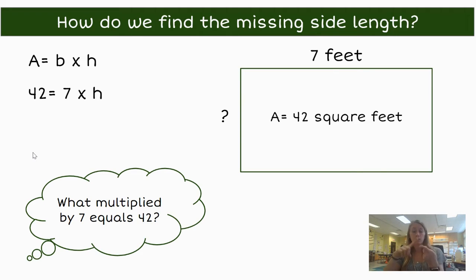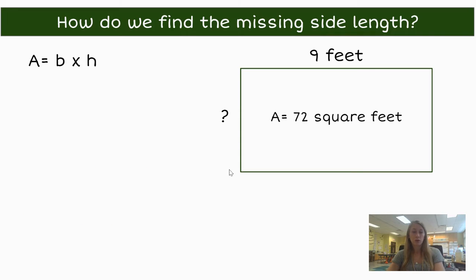Well, maybe if I know my multiples of 7, I could figure out how many groups of 7 are needed to make 42. If you know your multiples, then you know that that's 6 feet. If you prefer to do the reverse and you like to do the inverse operation, that means you could divide. You could divide 42 by 7, and that would also get you 6. So our missing piece here is 6 feet. That is our height. Let's try another one.